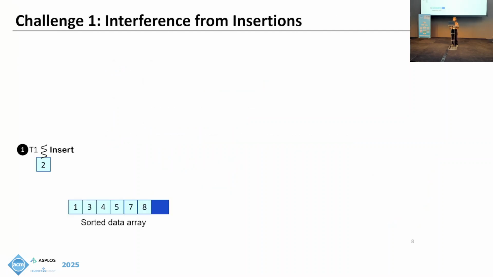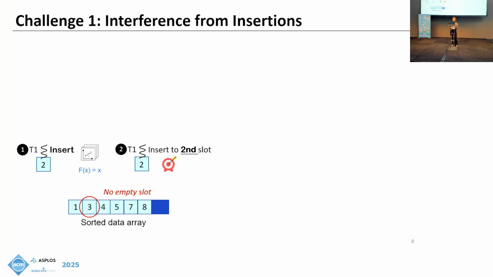We found that it's not trivial to design an efficient and effective learned index in dynamic workloads due to three challenges. The first one is the interference introduced by insertions. This shows a simple example. If we want to insert a new item into the learned index, we will first use the models to get the position, and we will find that there is no empty slot. So how do we handle the insertion?